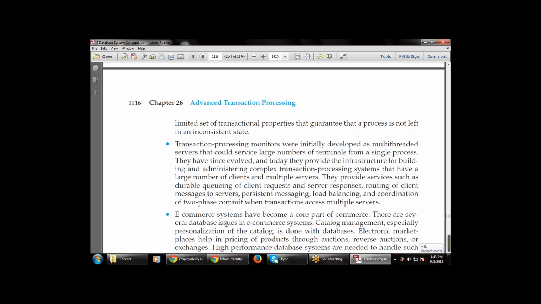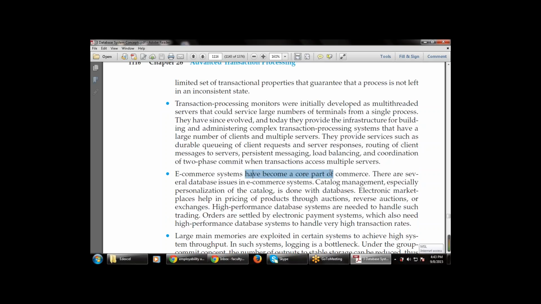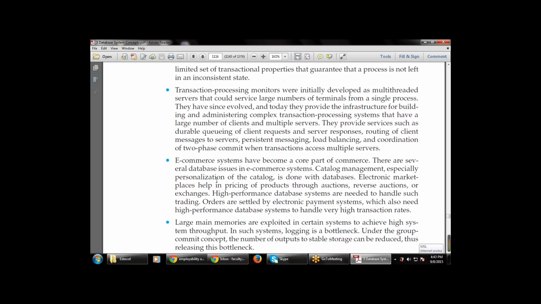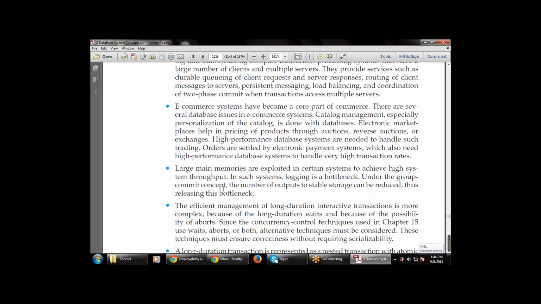Then e-commerce systems have become a core part of commerce, and there are several database issues in e-commerce systems. For example, catalog management, that is the personalization of the catalog, is also done with databases. Then next is the large main memory database, which is used to achieve high system throughput. In this, logging is a bottleneck, and the group commit concept is used, so that the use of stable storage can be reduced, therefore reducing the bottleneck.